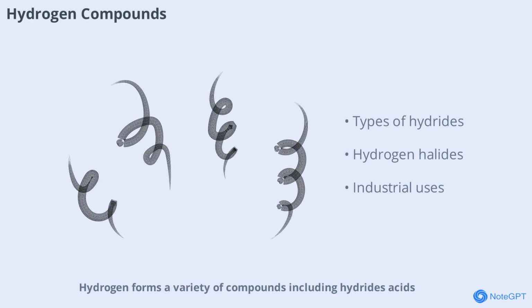Hydrogen forms a variety of compounds, including hydrides, acids, and hydrogen halides. Hydrides can be ionic, covalent, or metallic, depending on the elements involved. Hydrogen halides such as hydrochloric acid are strong acids and play a significant role in industrial chemistry. Understanding the types and properties of hydrogen compounds helps in grasping their importance in both laboratory and real-world contexts.